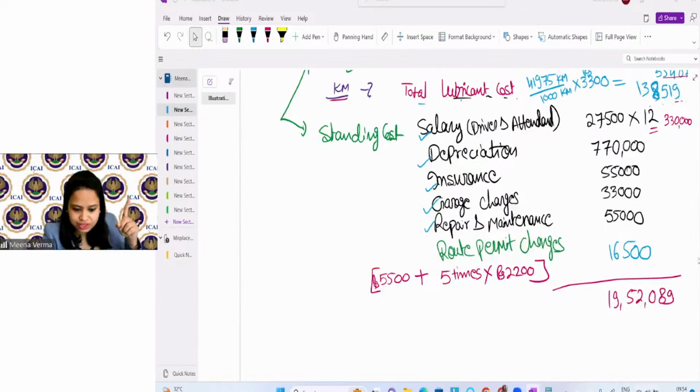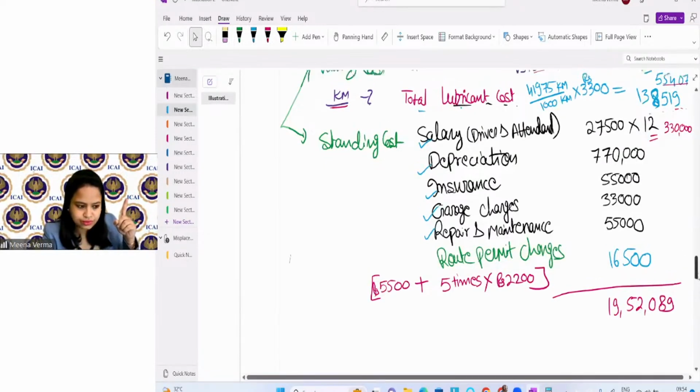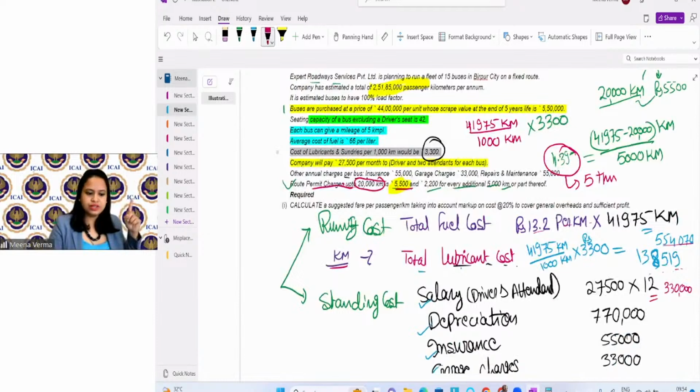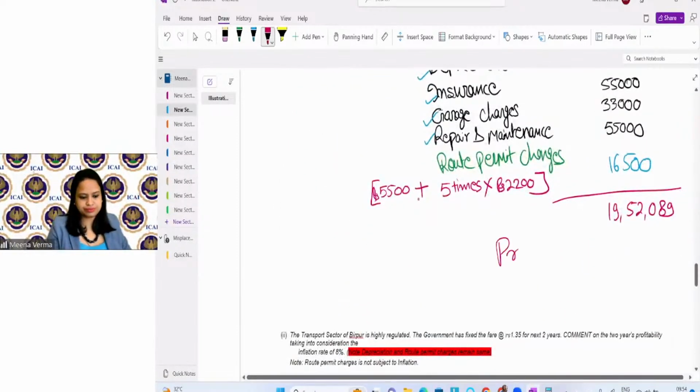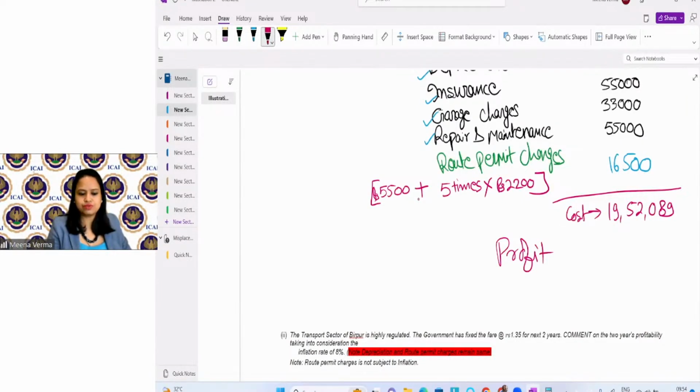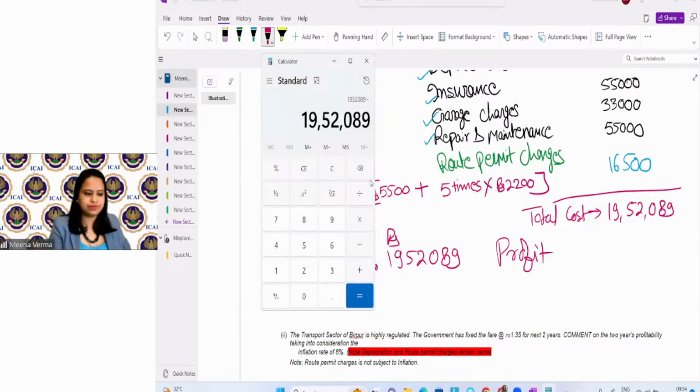Where is it written? Let me show you quickly. See, it is given here that we need a markup of 20%. Markup means we have to maintain a profit on cost of 20%. So we have to add a profit here. How much profit? 20% of this value. This is the total cost of the company, 1,952,089 rupees, right? 20% of this value will be the profit for the company.